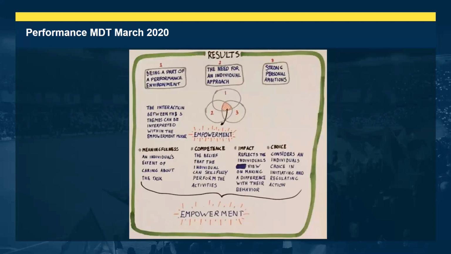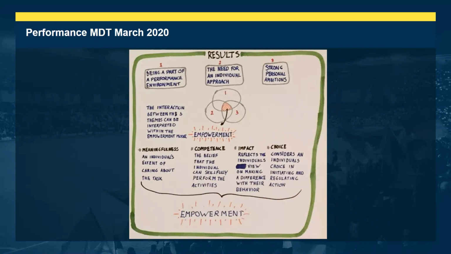And the 3 overreaching themes that arose were being a part of a performance environment, the need for an individual approach, and strong personal ambitions. The first part was the phenomenological part, where we systematically described what the players were saying. Then the hermeneutic approach started, where we interpreted the 3 overreaching themes and the interaction between them. And this could be interpreted within the empowerment model.